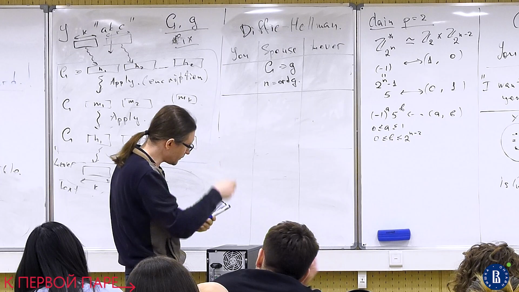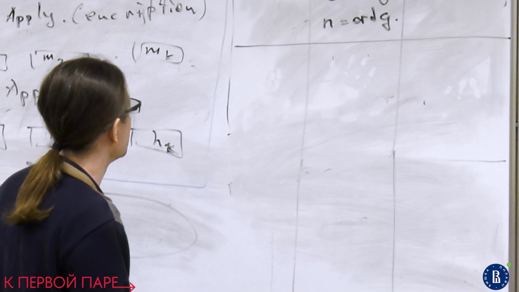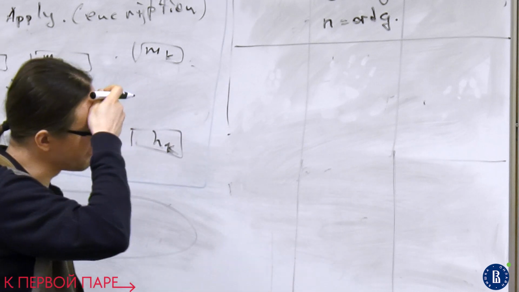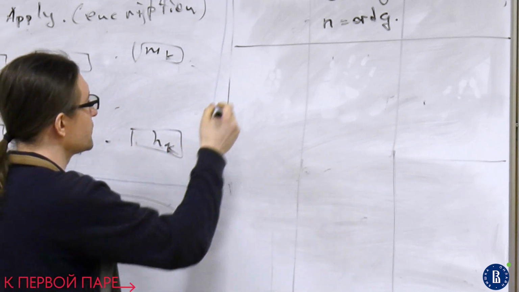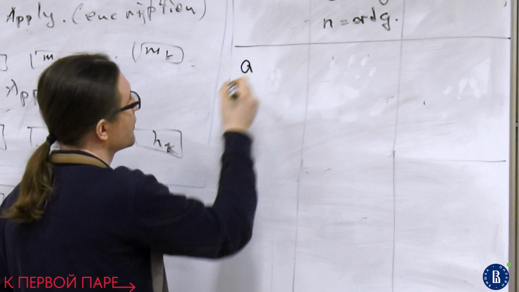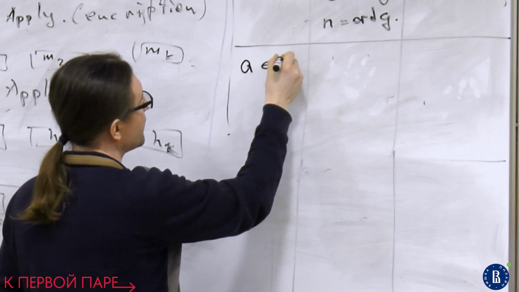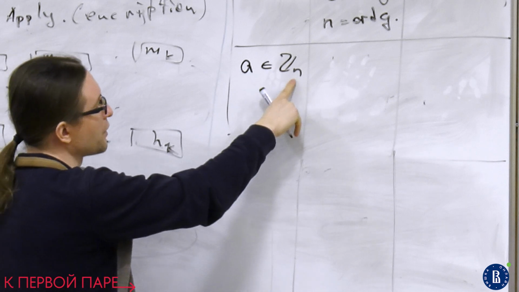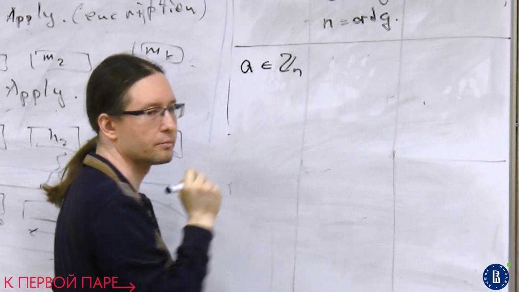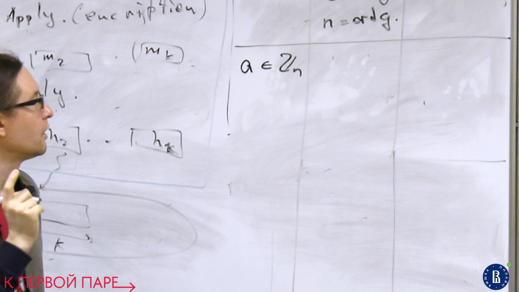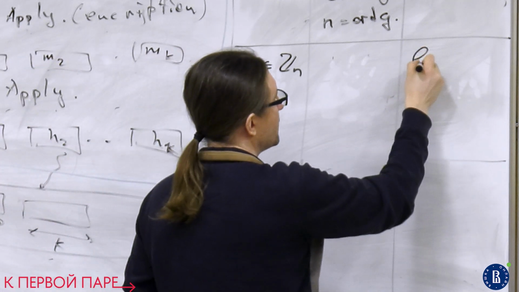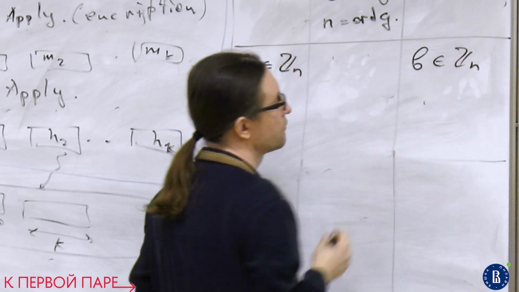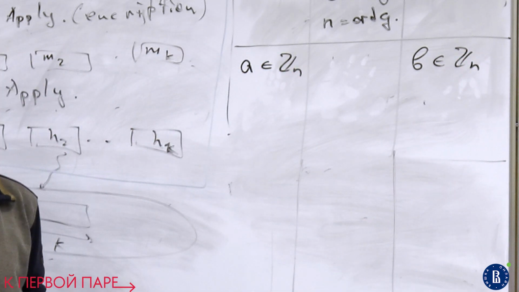Well, here's an idea. First of all, you should generate some secret number A. What is A? A will be an element from Zn. So it's a remainder modulo n, where n is exactly the order of the element g. Your lover must invent a secret element B from Zn.